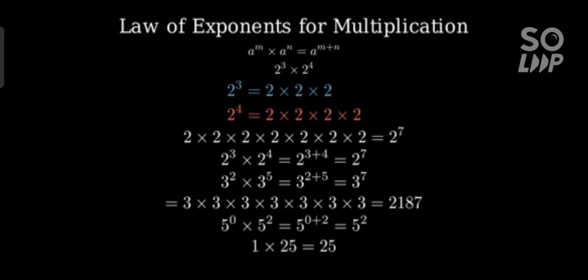The law also works with negative exponents. Remember, a negative exponent means we take the reciprocal and make the exponent positive. For example, 2 to the negative 3 times 2 to the 5th equals 2 to the 2nd power.